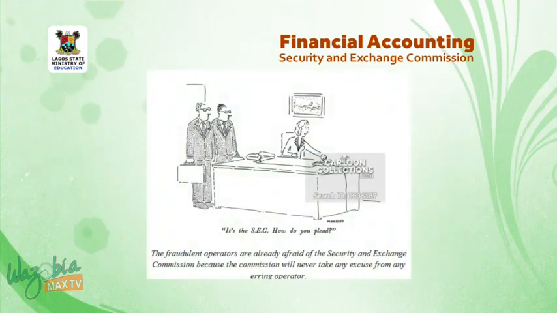The next displayed picture is a cartoon with an inscription that it's the SEC, meaning Security and Exchange Commission. How do we plead? This one is showing us that the fraudulent operators are already afraid of the Security and Exchange Commission because the Commission will never take any excuse from any erring operator. It therefore means that fraudulent activity has zero tolerance in the markets.